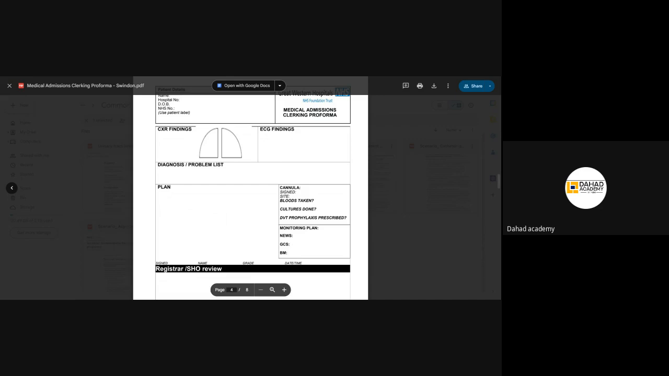And always do not accept a patient without ECG and without chest X-ray. If the patient came to the hospital and will be admitted under the medics, you will need to have a look at the ECG and you will need to have a look at the chest X-ray. Is it clear till now? Good. And then the diagnosis or the problem list, you will just put the diagnosis here.